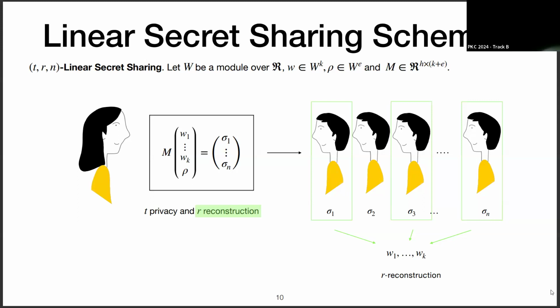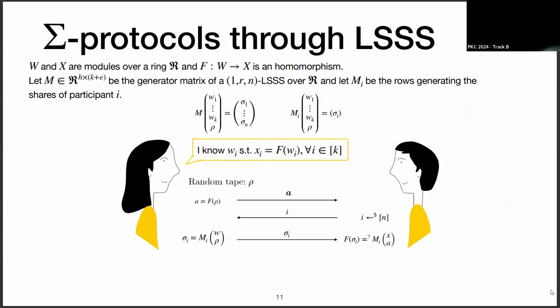In the case of linear secret sharing schemes, the shares are given by the multiplication of a matrix, usually called the generator matrix, times the secrets and some randomness. So let's see how this implies a Sigma protocol. Because we are considering a linear secret sharing scheme whose generator matrix is M, let's say that for participant i, the share sigma_i is given by M_i, the rows generating this particular share, right?